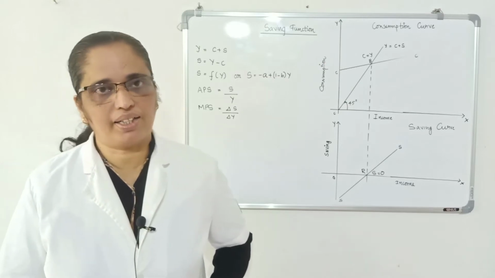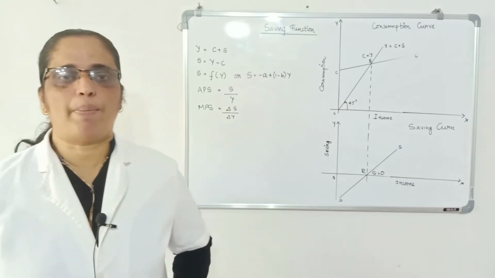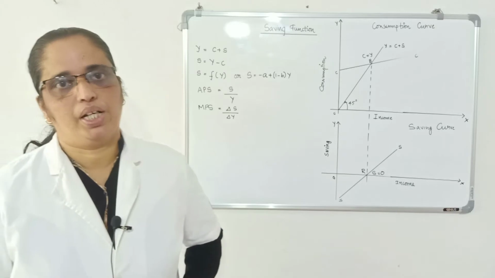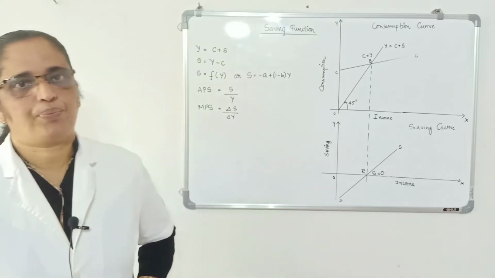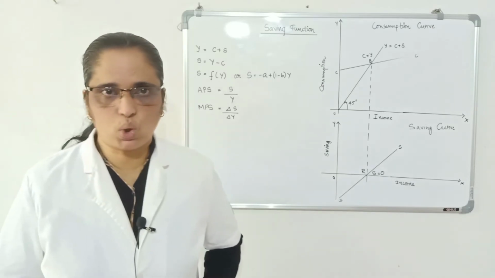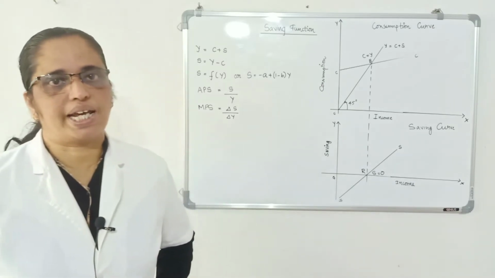Last class we started the chapter Determination of Employment, Output and Income, and we already studied the concept of consumption function. Today let us pass on to the concept of saving function.